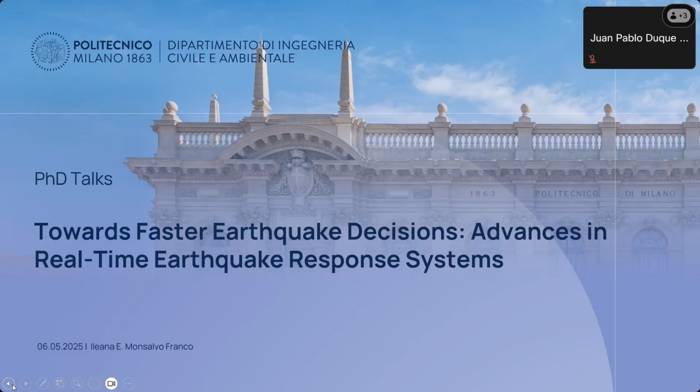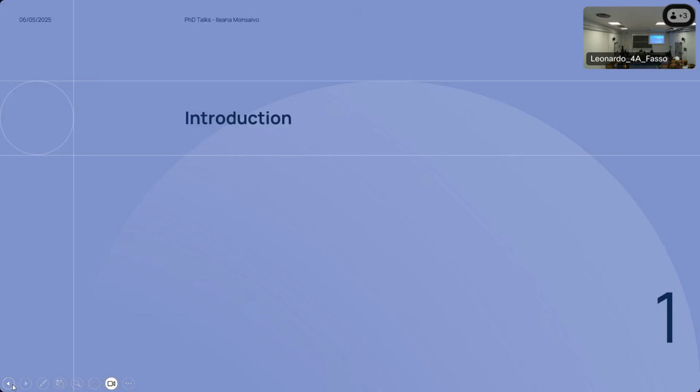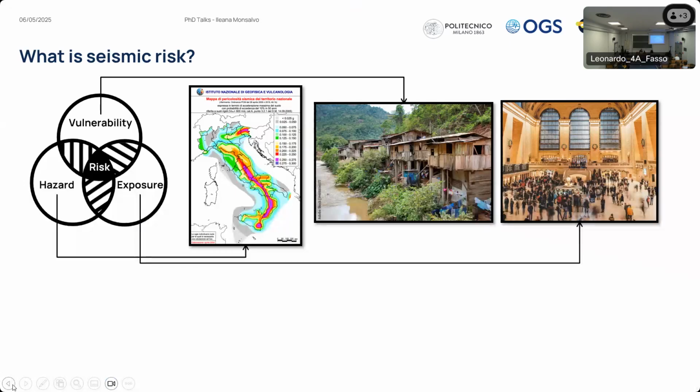Pablo said, this is Ileana, and I would like to present to you today some advances in real-time earthquake response systems. In order to start my presentation, I would like just to give you a very short introduction, especially regarding what is seismic risk. It is basically the potential negative consequences of an earthquake, and it is composed by three main factors.